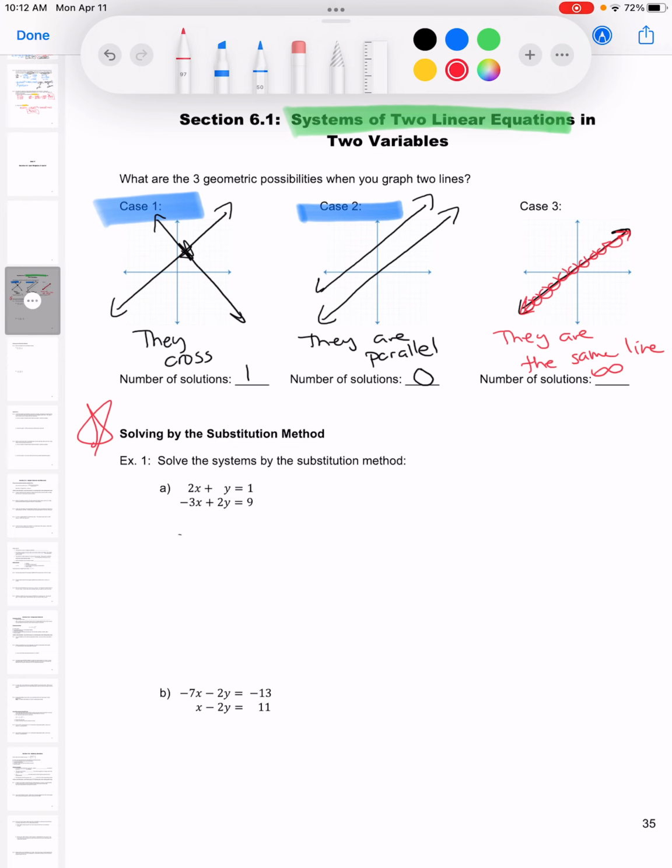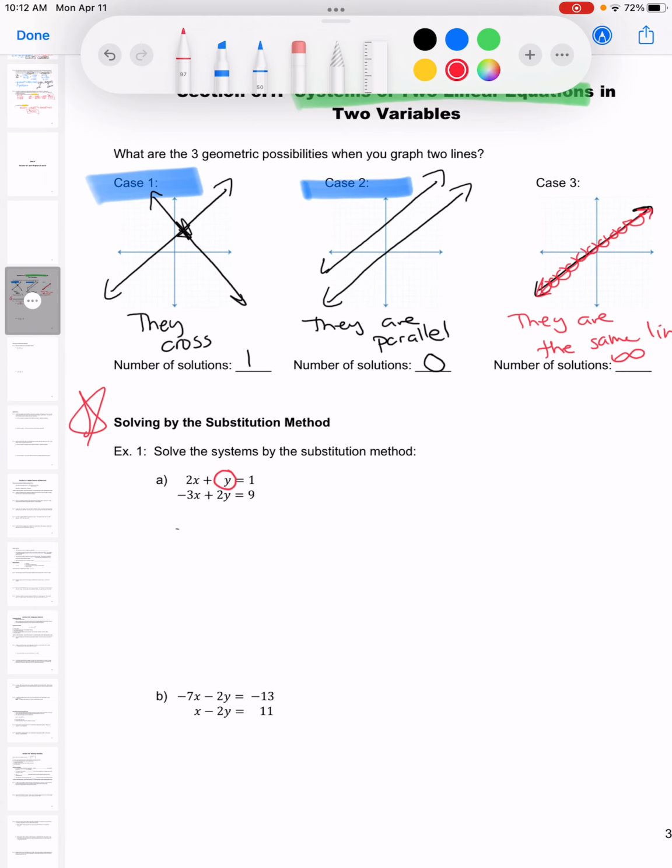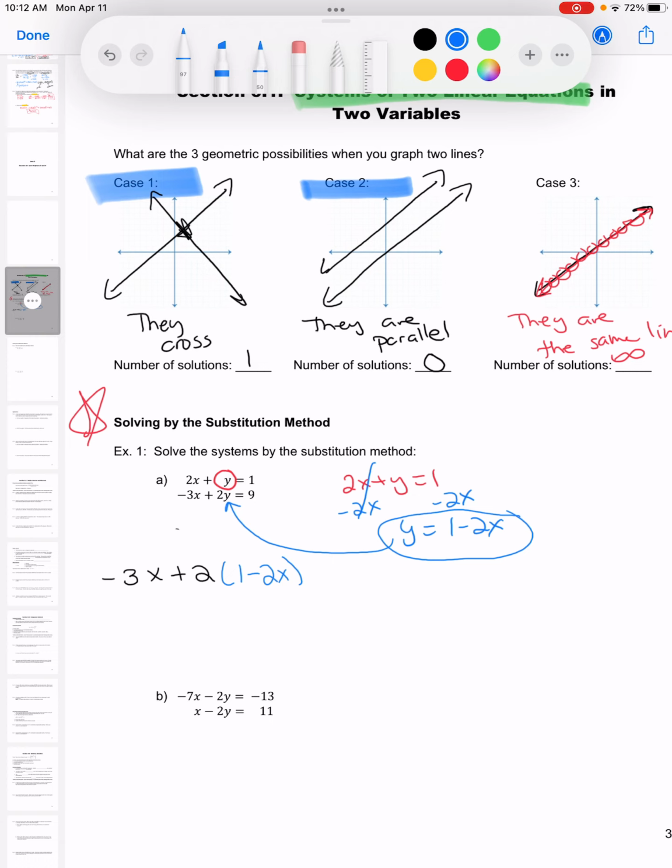For substitution, you're going to choose the easiest variable to solve for. Maybe there's not an easy one, but if there is one, like right here, I'm going to solve for this y. I'm going to get that y all the way by itself. You could also have negative 2x plus 1 if you wanted. Now I'm going to substitute this into the other equation. Everywhere I see y in the other equation, I'm going to put this long nasty thing. I'm going to keep everything else the same, so negative 3x plus 2, but instead of y, I'm going to substitute in this other stuff.